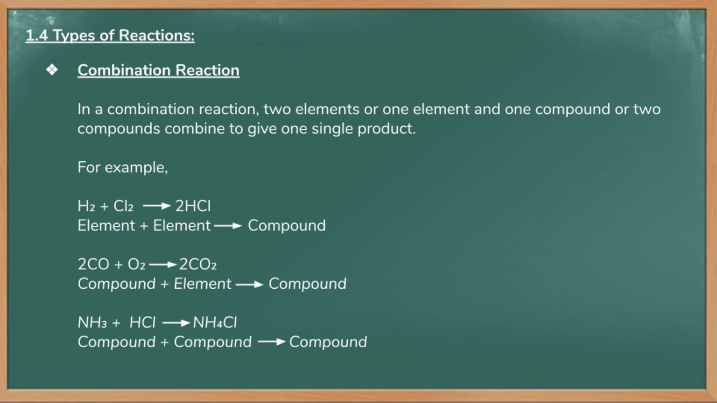Types of chemical reactions. The first type is combination reaction. The name is self-explanatory. In a combination reaction, 2 elements or 1 element and 1 compound or 2 compounds combine to give 1 single product. You have 3 examples of the same given in the slide.